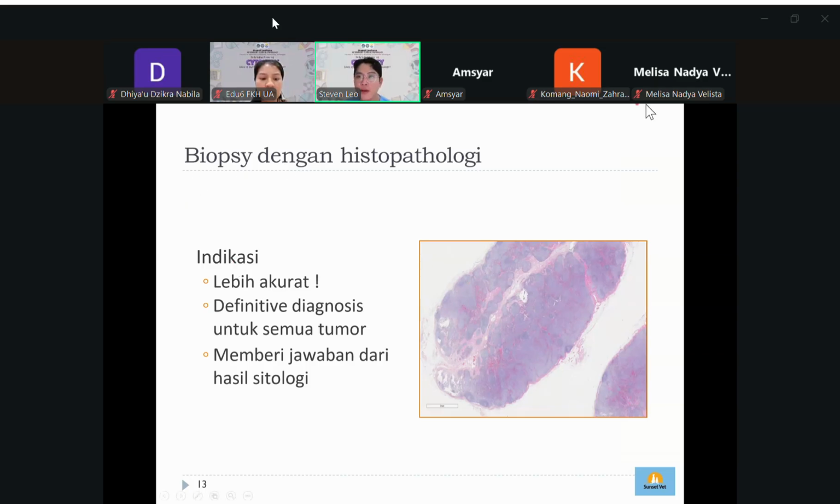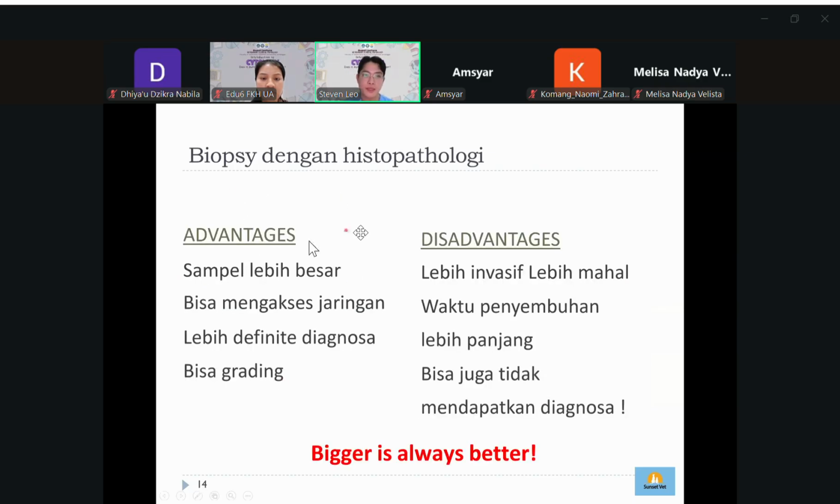Now the biopsy and histopathology. The indication for biopsy is that it's more accurate, a definite diagnosis for all tumors, and it gives you the answer of what's going on beyond the cytology. The advantages: the sample is big, you can access all the tissue, you get a definite diagnosis, and you can ask your pathologist for grading. Remember, bigger is always better, but there are disadvantages also.